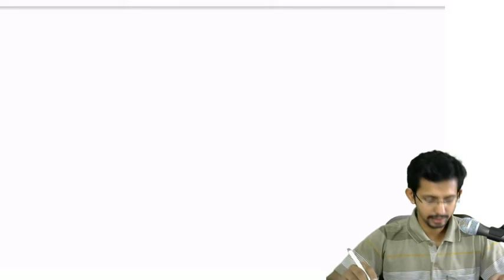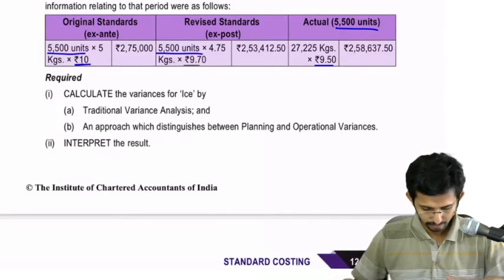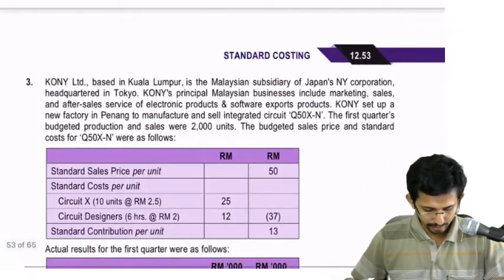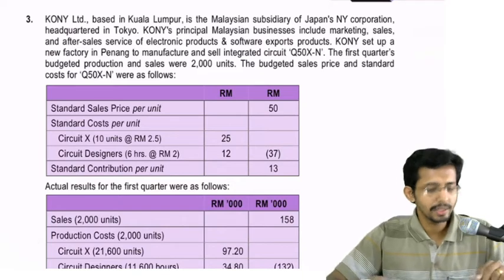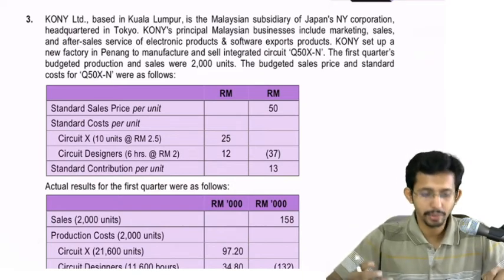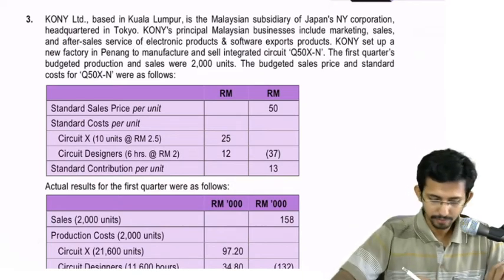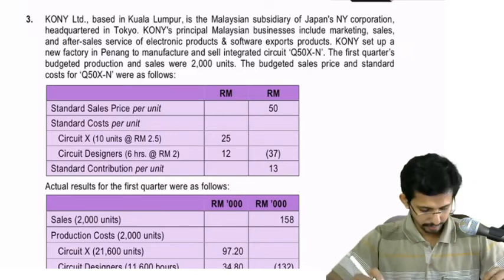Friends, now we need to move to the third question in the exercise. You can take page number 12.53, and there is a question of Coney Limited. Pause the video, read the question, and then we will read the question once again. Okay, so let's read the question.